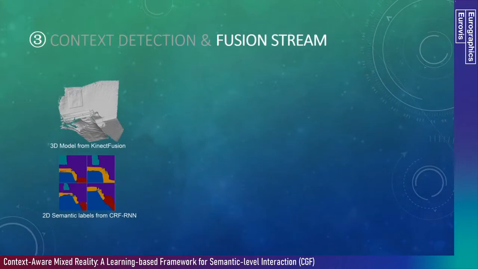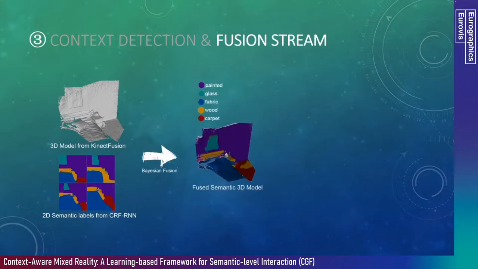And the fusion stream: after we get the 3D model from the tracking and reconstruction stream, and the output of the context detection, which is these images with semantic labels of each frame, we need to solve the problem of how to fuse these semantic labels into the 3D models. Here, we use a Bayesian fusion process, which basically can map all the 2D semantic labels into the 3D models, based on the probability of the labels.